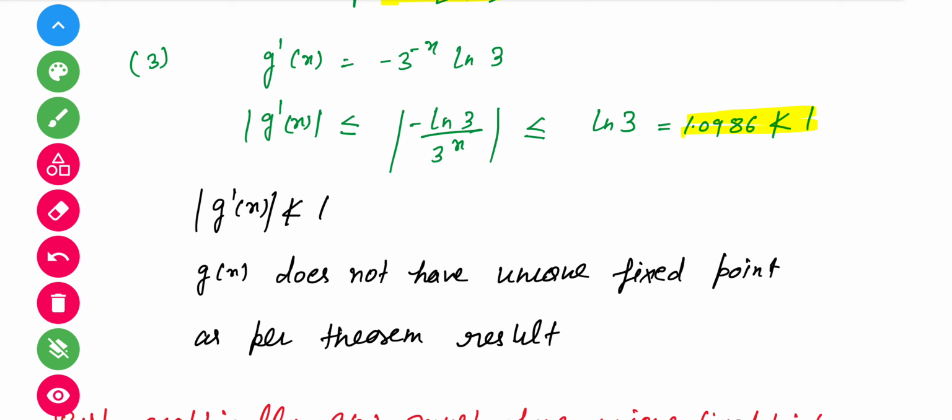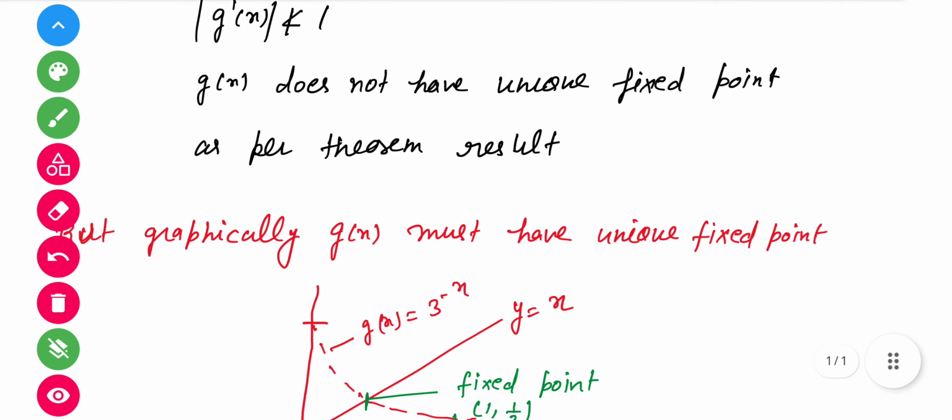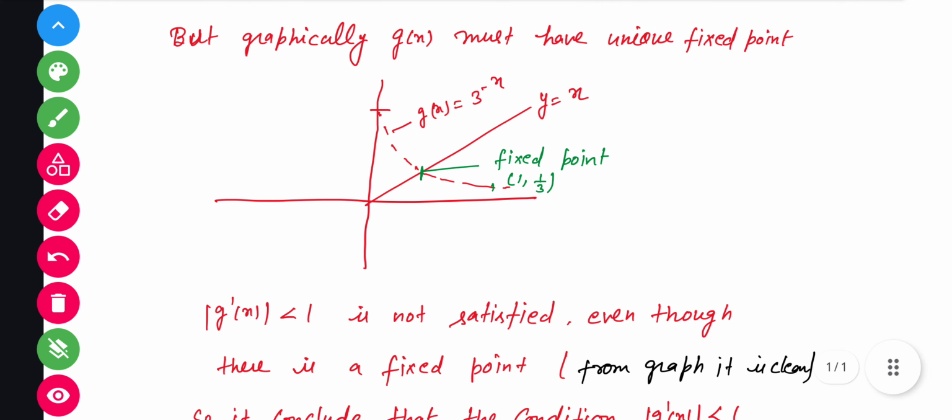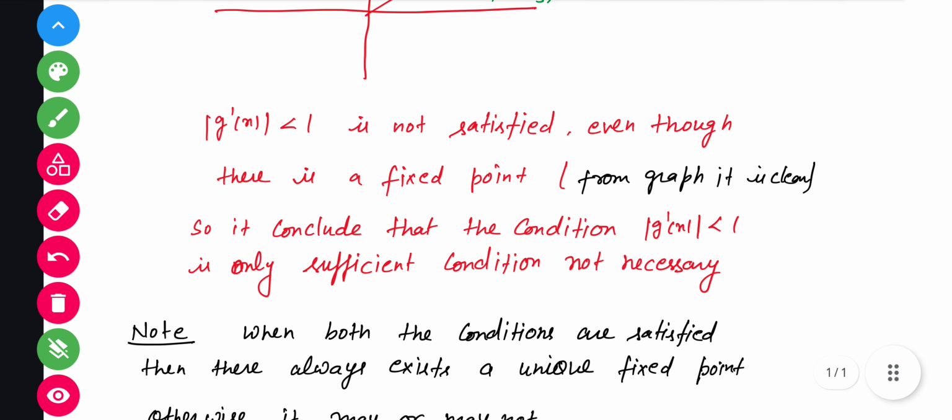So in this case we can see that the third condition has failed, but still graphically we see that there is a fixed point existing. So we conclude that even though there is a fixed point, the condition is not satisfied. So it concludes that the condition absolute value of g dash of x is less than 1 is only a sufficient condition but not a necessary condition.